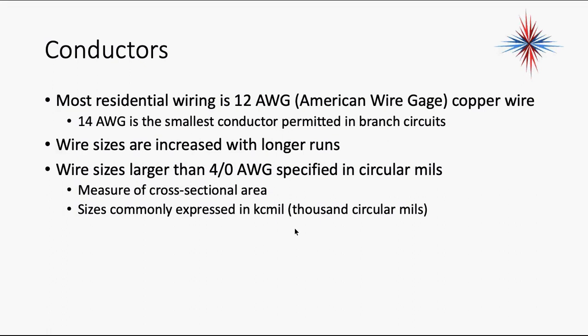Most residential wiring is 12 gauge AWG, American Wire Gauge, copper wire. 14 gauge is the smallest conductor that is allowed to be used in line voltage branch circuits. Anything smaller than that has to be control voltage. The longer the run, the larger the wire size. It prevents voltage drops. Wire sizes larger than 4 AWG are specified in circular mills. Not worried about that right now because you're never going to touch it. It's measured as a cross section.